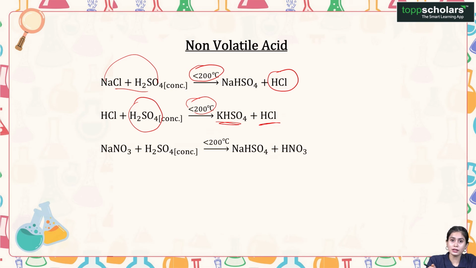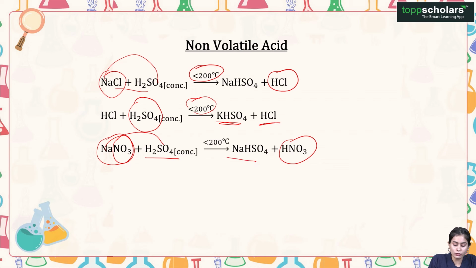Let's move on to another volatile acid, HNO3, how it will be formed. So we will change the salt simply. Instead of using the Cl salt, that is a chloride salt, we will use the nitrate salt. So sodium nitrate salt and react it with H2SO4. Double displacement reaction will happen.